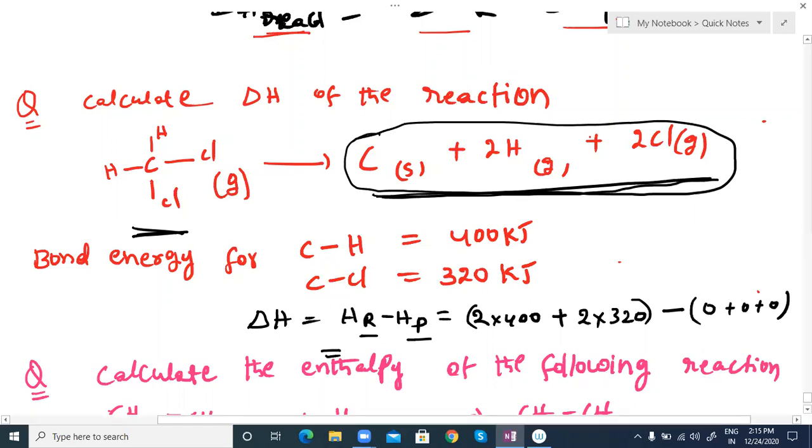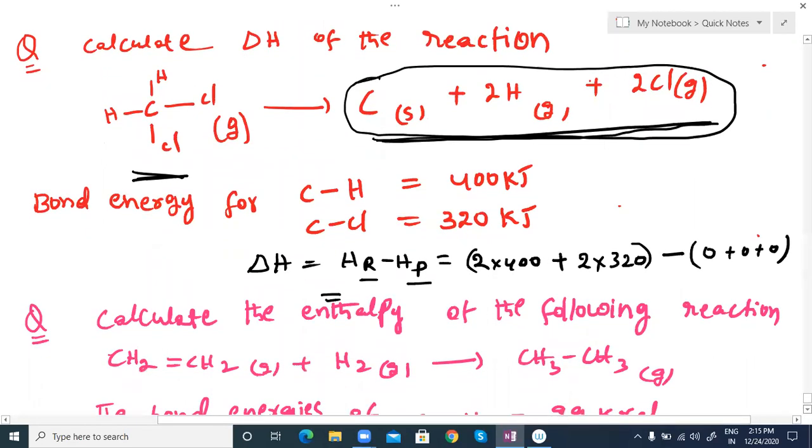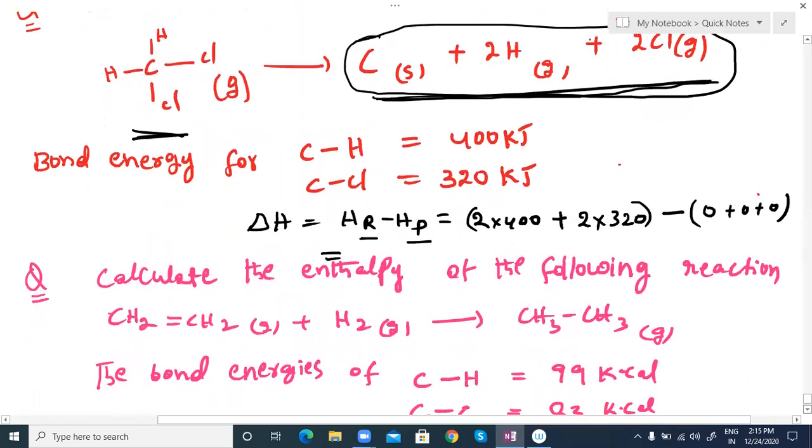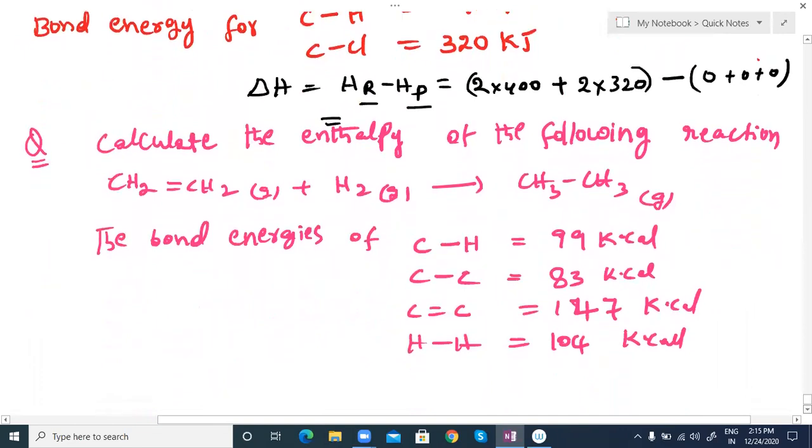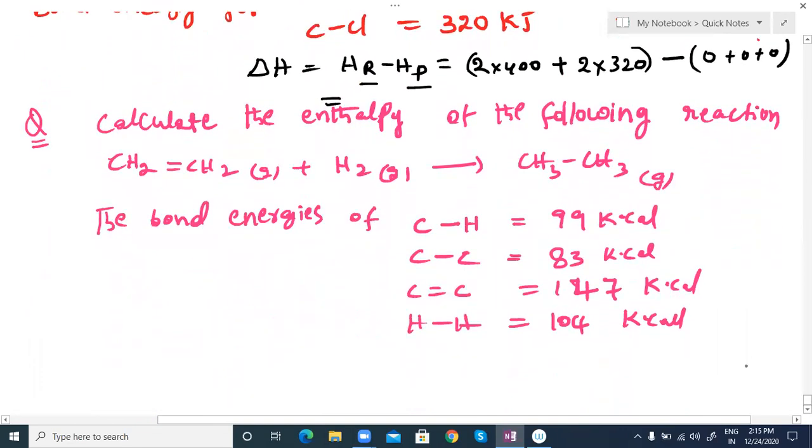Can you try the same pattern? Next question, just values, addition, subtractions, multiplication. That's the only thing here. If you know addition, subtractions, multiplication, then you can get the answer. Same thing here. Calculate the enthalpy of the following reaction. Same, delta H is H reactants minus H products. Basic reaction, write it.